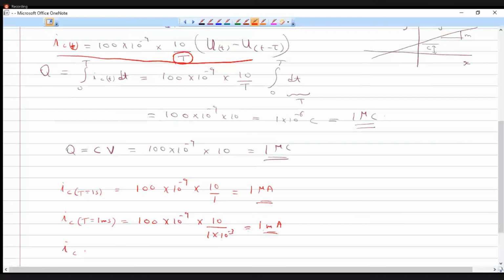Similarly, IC when t is equal to 1 microsecond, so 100 into 10 power minus 9 into 10 divided by 1 into 10 power minus 6. So that will be equal to 1 ampere. Hope you understood how it is done. Any doubts in this?